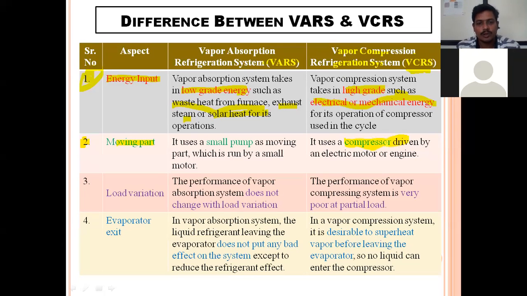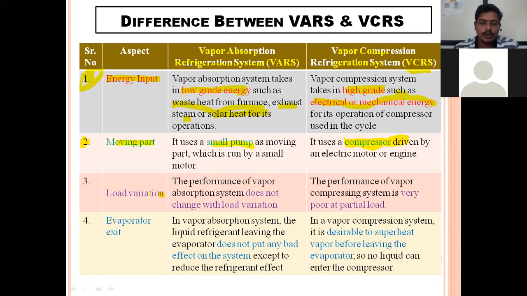Whereas in case of vapor absorption refrigeration system, the only moving part is the small pump, and the function of that small pump is to circulate the strong aqua ammonia solution from the absorber to the generator and to increase its pressure. So that pump consists of a small number of moving parts. That's why, as the pump has few moving parts, it can run smoothly, and the chances of leakage of refrigerant in vapor absorption refrigeration system, as compared to vapor compression refrigeration system, will be very much less.